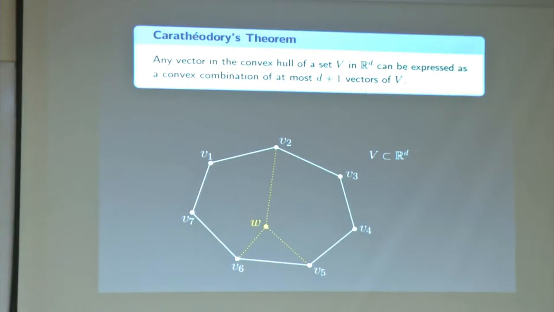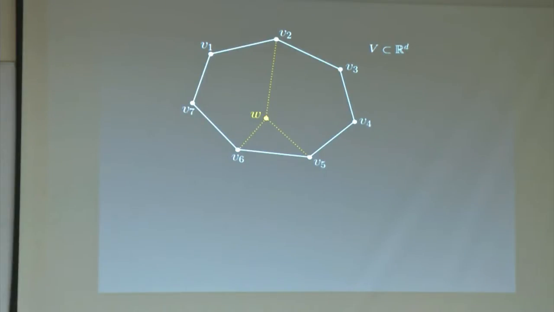Now, let us consider a very natural approximate version of this theorem. And we'll begin by mentioning that this bound of d plus 1 is tight.